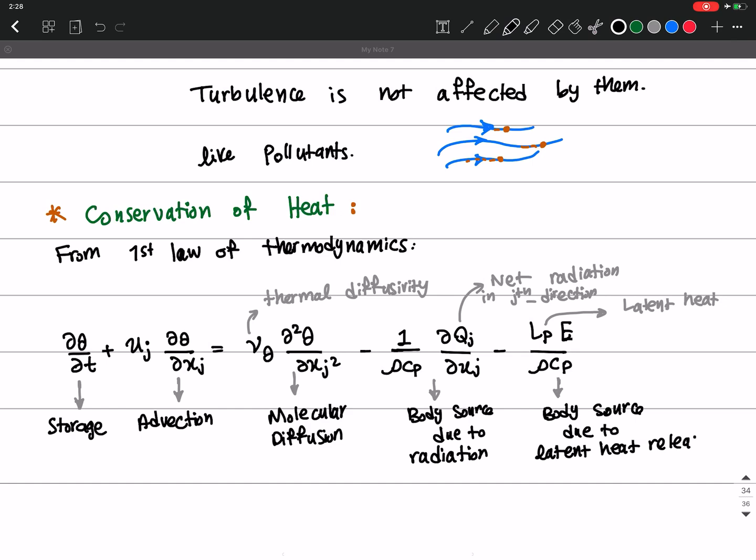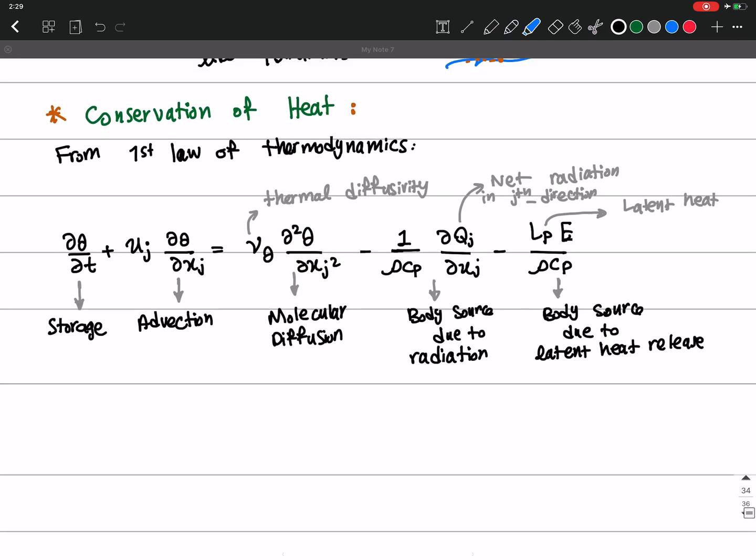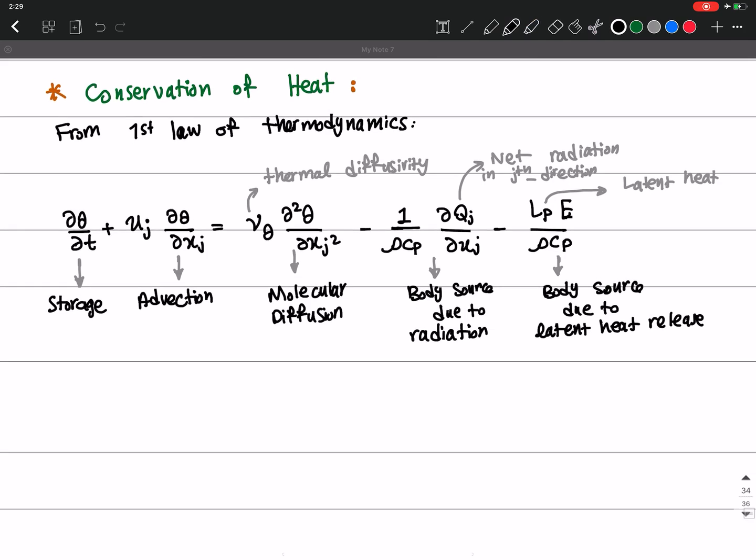So these will just add some heat either through radiation or latent heat release when you have the phase change from, say, liquid to solid or solid to gas, these kind of things. Due to these phase changes, we will have some body sources. And this is the molecular diffusion that we had before. And these are the storage and advection. So based on the first law of thermodynamics, we can write this conservation of heat equation.